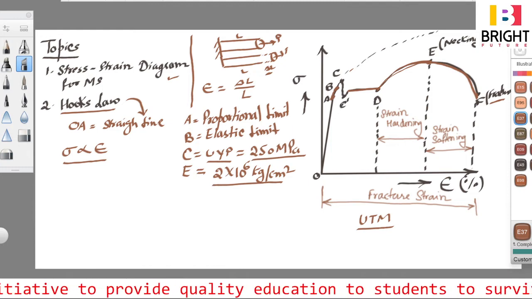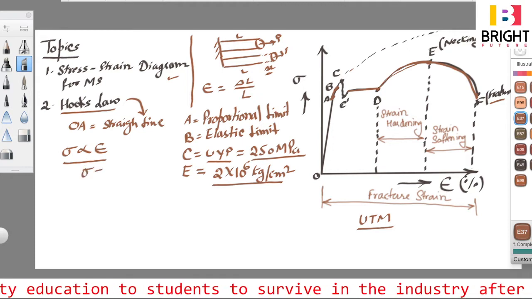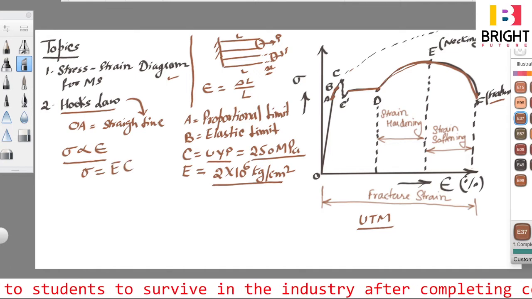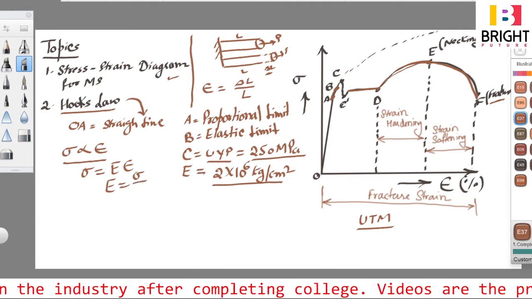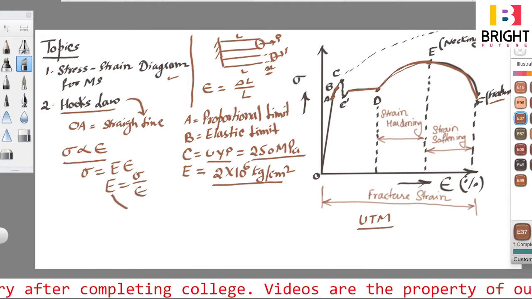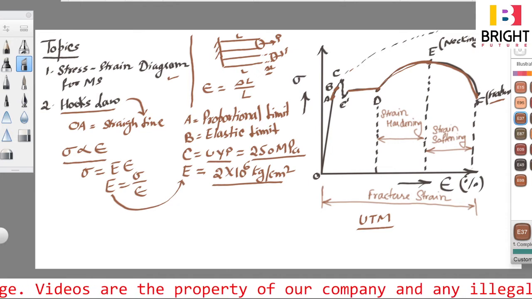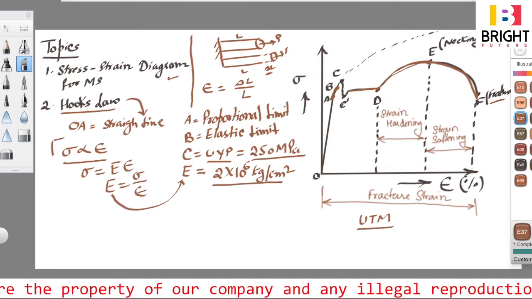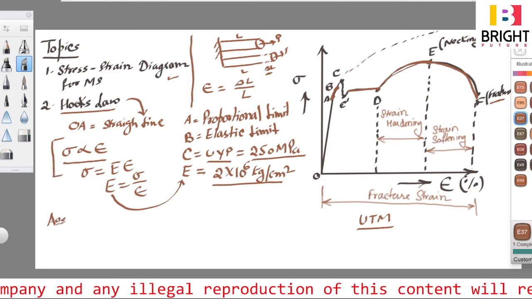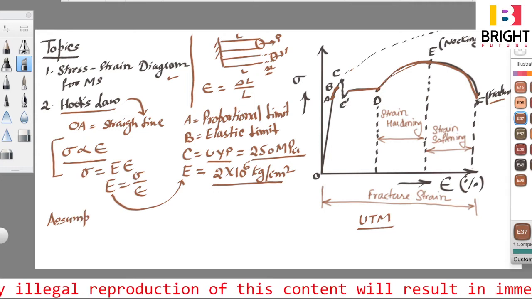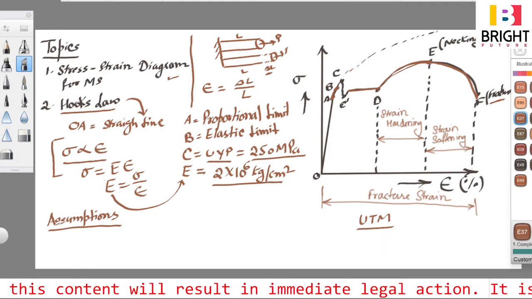Now if I put the proportionality constant E, then sigma will be equal to E multiplied with strain, or E will be equal to Young's modulus, which is equal to stress by strain, and the value of E for mild steel is this, right? But when we give this, then there are certain assumptions an engineer must keep in mind. What are these assumptions while deriving this stress strain formula?